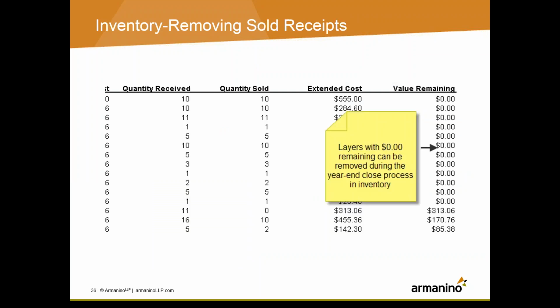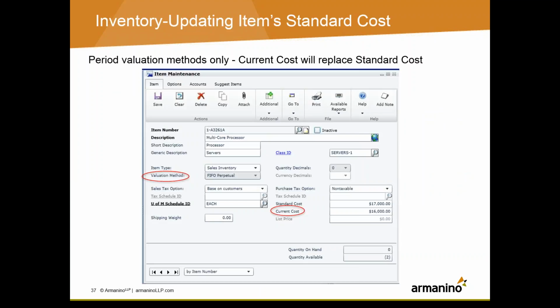And if you remove the sold receipts, the layers of the $0 amounts remaining can be removed during the year-end close process, so anything that has that zero under value remaining will no longer show on the reports. If you go ahead and select the update item standard cost in the year-end close window, if you're using a standard cost method, when you mark this box, the current cost of the item will replace the standard cost.